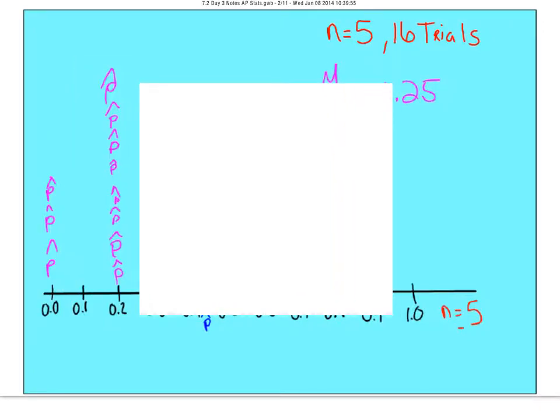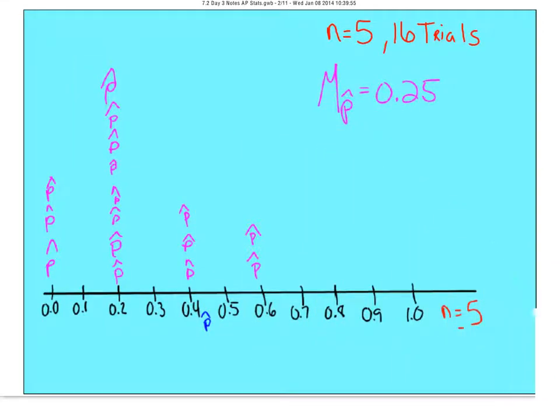Well, here's what all the p-hats look like. We did the distribution. So our sampling distribution of the 16 outcomes, I added up all of these proportions and divided by 16. The mean of these is about 0.25. So our mean is coming in right about here for the scenario, keeping in mind the true population proportion was 31.2%.